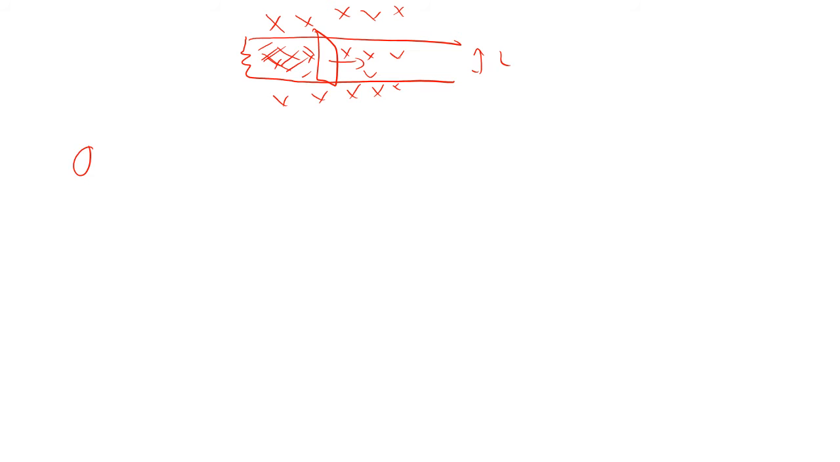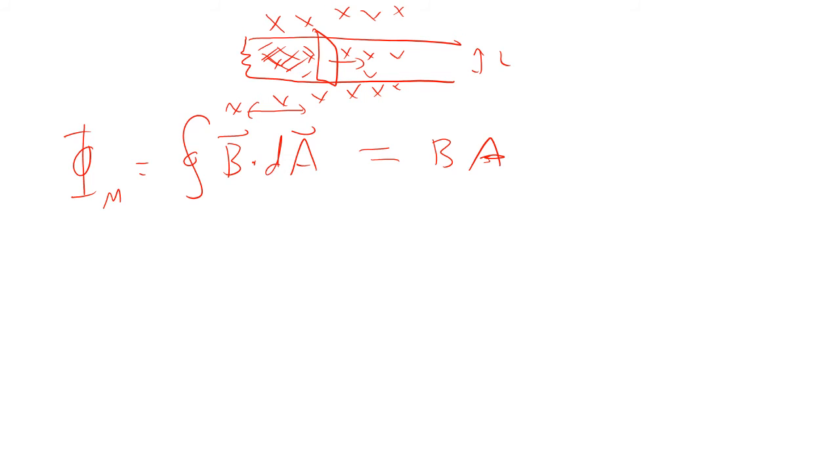Well, we know the magnetic flux is the integral of B dot dA. Okay. So that's good. In this case, that's going to be equal just to B times A. Well, what is A? Well, A is going to be this horizontal distance right here. I'm going to call that X. And the vertical height Y is just L. So this is going to be B times X times L.